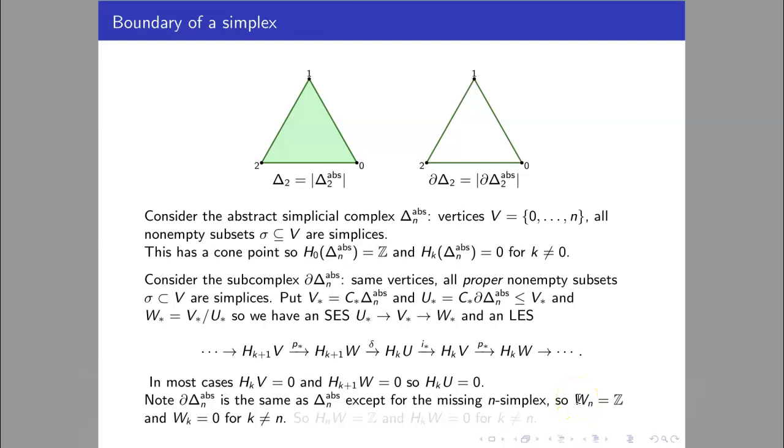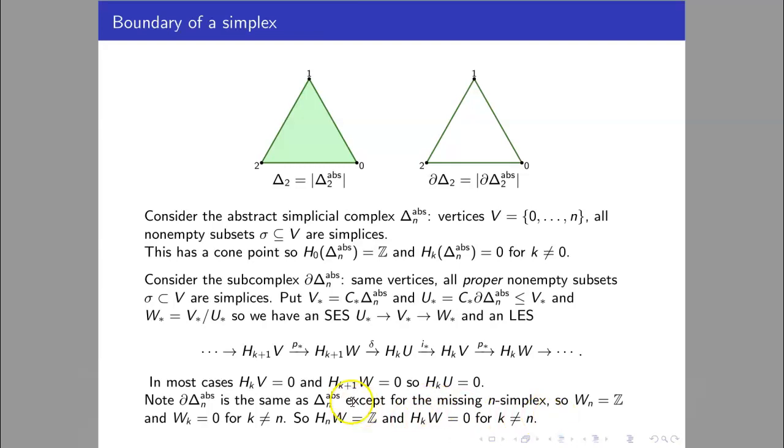You've got a d going from W_n to W_{n-1}, but W_{n-1} is 0, so that's forced to be 0. You've also got a d going from W_{n+1} down to W_n, but W_{n+1} is 0, so that d is also forced to be 0, and all the other d's are just going from the 0 group to the 0 group. And because the differential is 0 in the complex W, the homology is just the same as the original thing. The kernel of d is the whole thing, and the image of d is 0, so kernel of d modulo image of d is just the same as the original W. So we're seeing that H_nW is Z, and all the other H_kW's are 0.